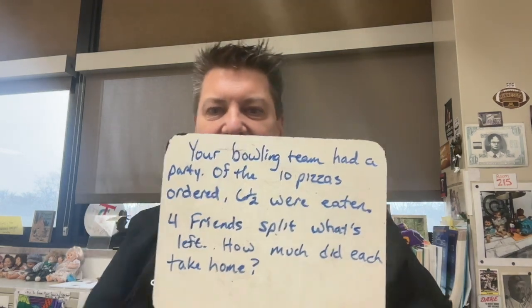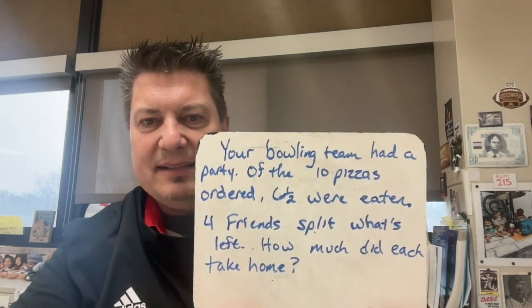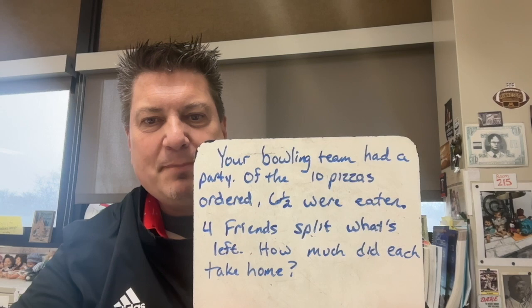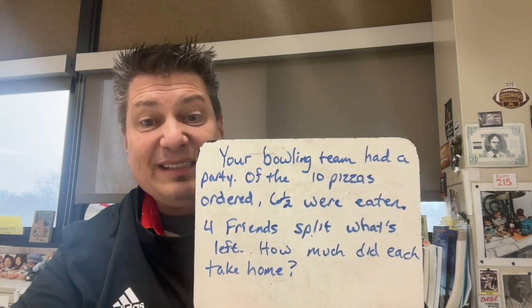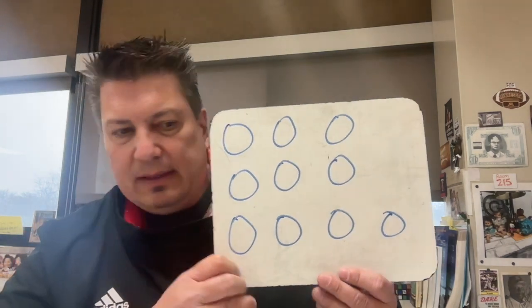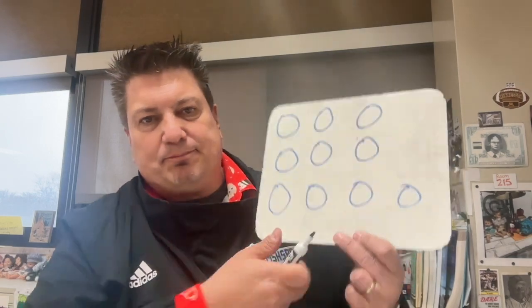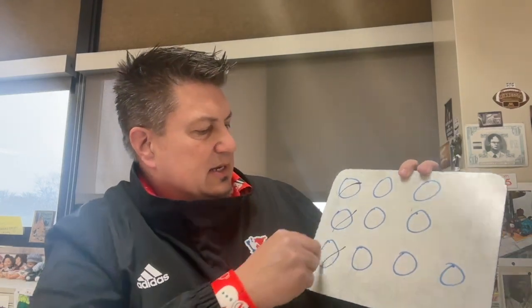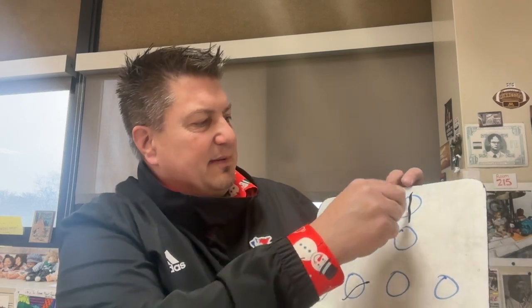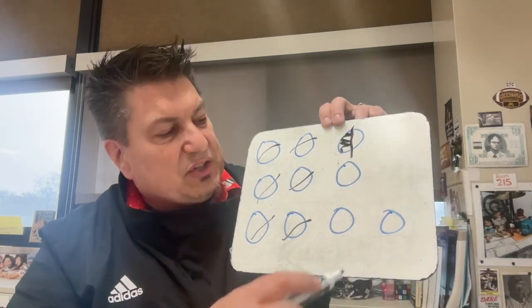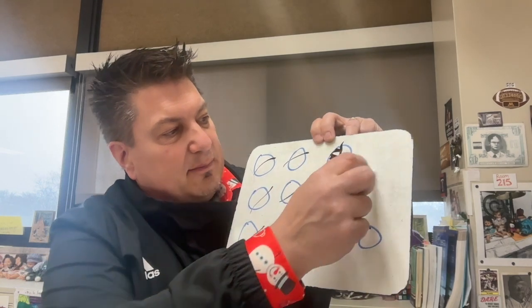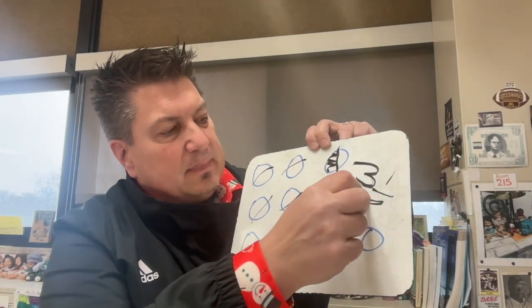So let's say you have your bowling team and you have 10 pizzas, 6.5 were eaten, 4 friends split what's left. And so what are they taking home? What might that look like? We know that there might be 10 pizzas, and we're going to get rid of 6.5 of them. Gone, gone, gone, gone, gone, gone, and half of this is gone, which leaves one whole and a half for 3.5. So hopefully you're still with me on that.